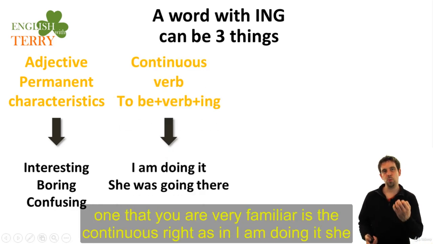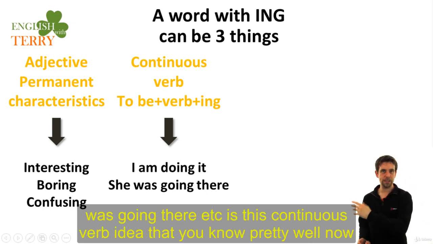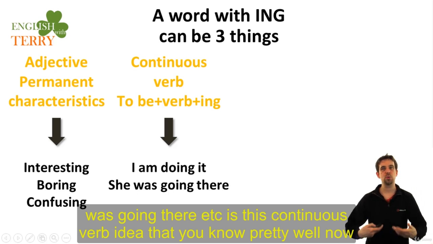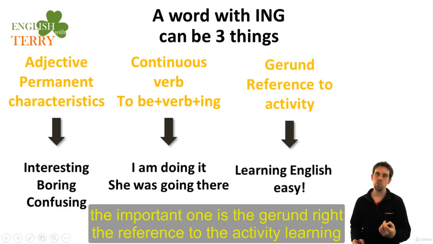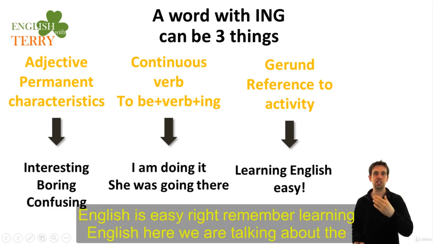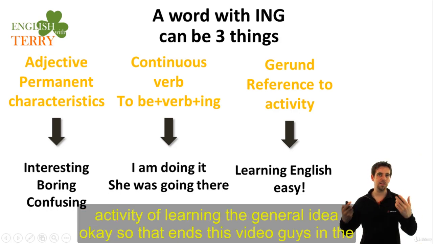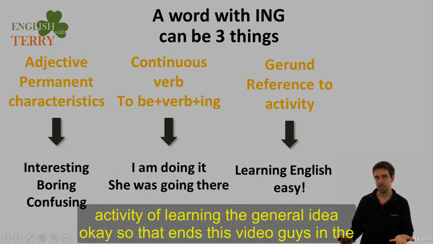The other one that you are very familiar with is the continuous, right? As in, I am doing it, she was going there, etc. It's this continuous verb idea that you know pretty well. Now, the important one is the gerund, right? The reference to the activity. Learning English is easy, right? Remember, learning English. Here, we are talking about the activity of learning, the general idea, okay?